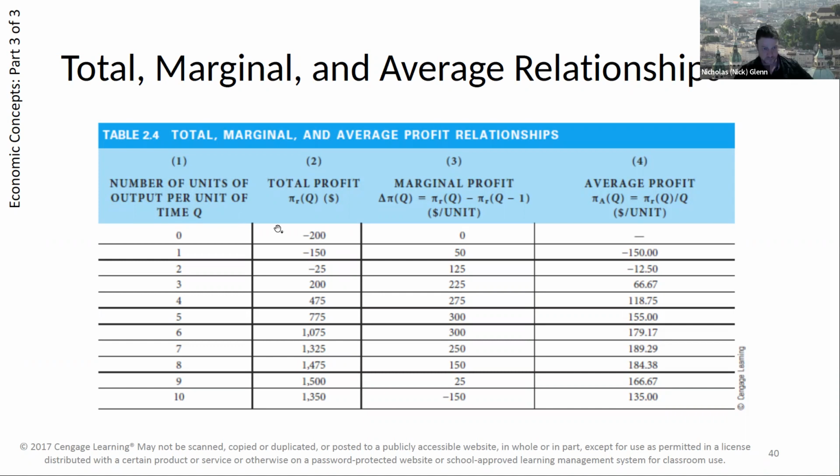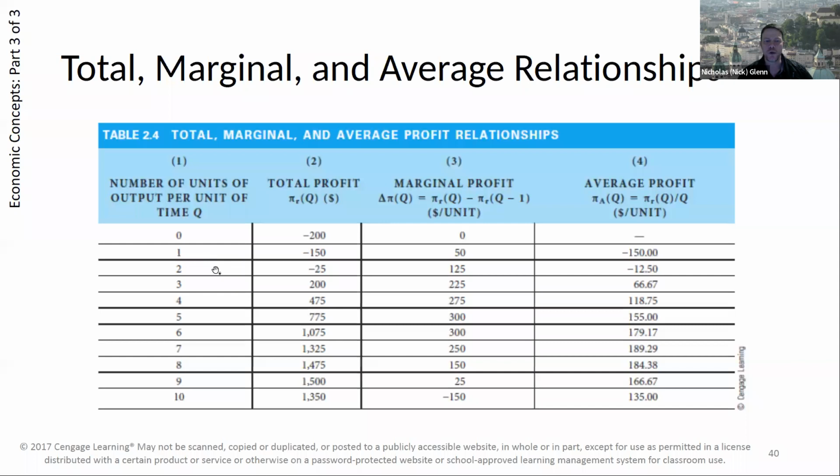Okay. What about if you increase production by 1? Well, you see total profit now, it went from negative 200 to negative 150. So the marginal profit, that is the profit from producing this additional unit here, is $50. Right? So now your total profit is still negative, but not quite as bad.